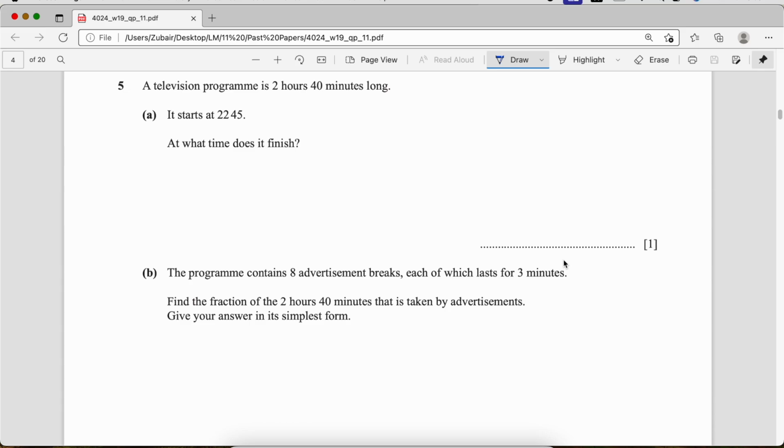A television program is 2 hours 40 minutes long. I'm assuming you're understanding. It starts at 22:45. What time does it finish?